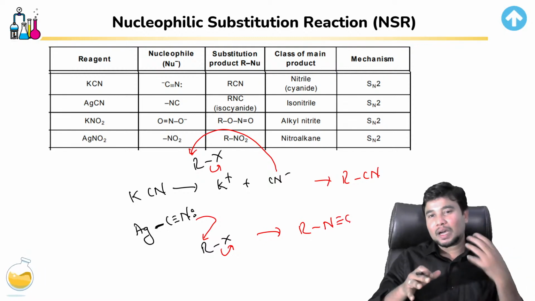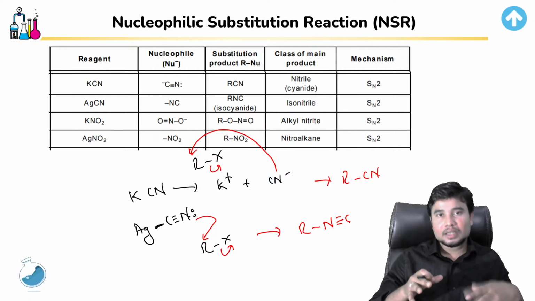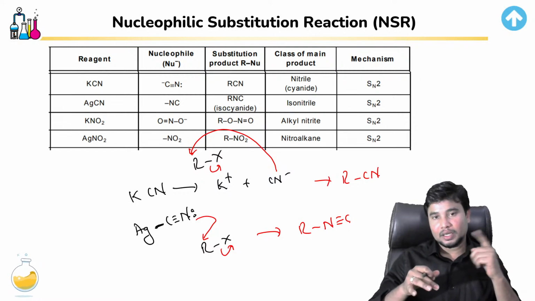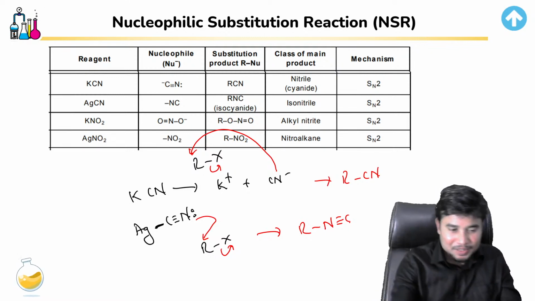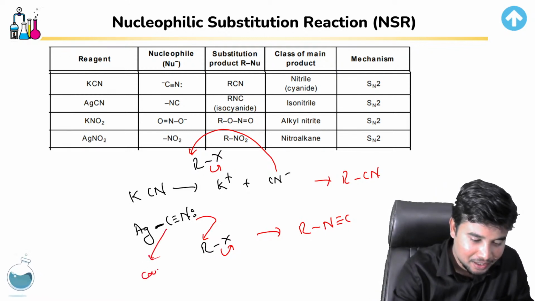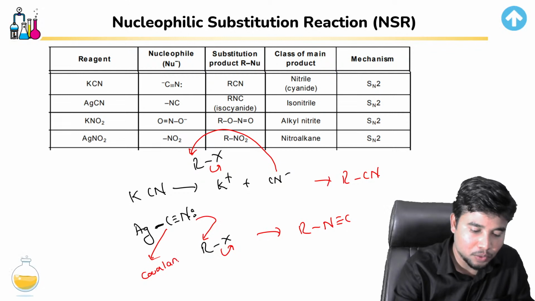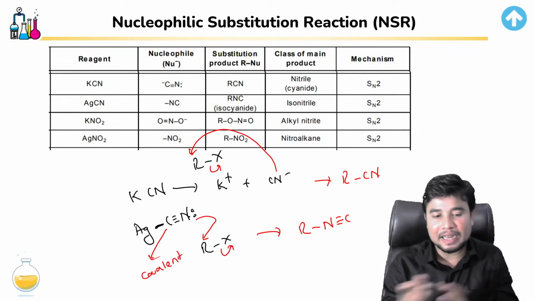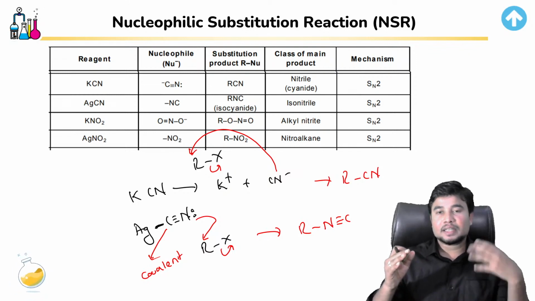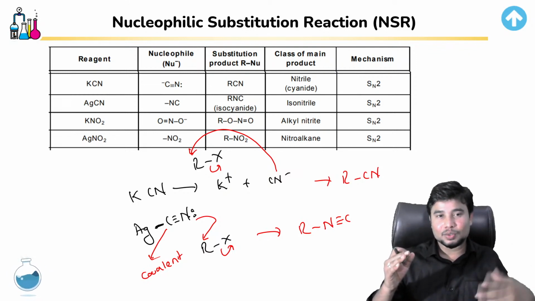You might know this RNC is what we call alkyl isocyanide, right? And the previous one was a nitrile. Just observe, just because this molecule was covalent, the carbon atom was bonded and wasn't free, right? And so the attack has happened in such a way that it has resulted in the formation of isocyanide.